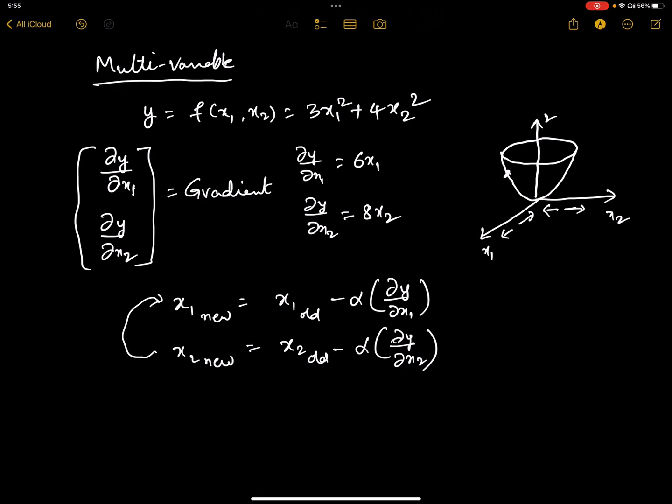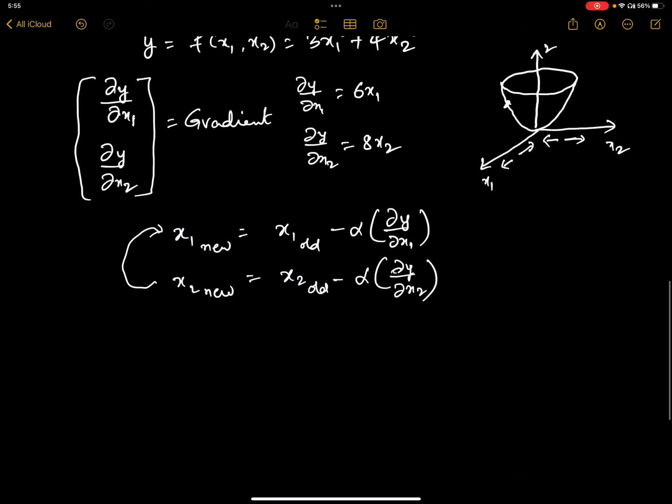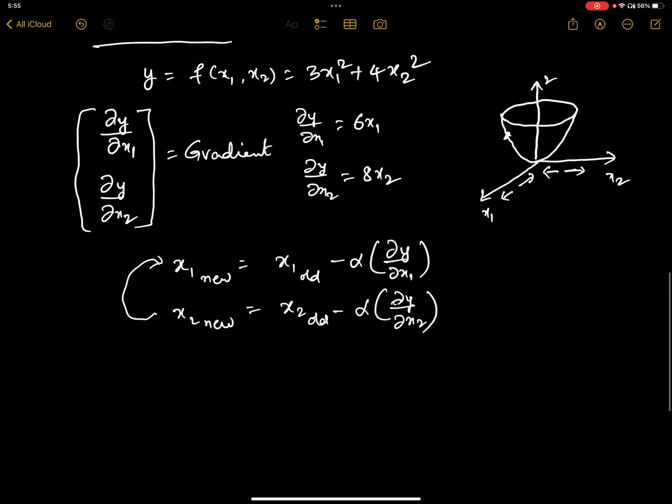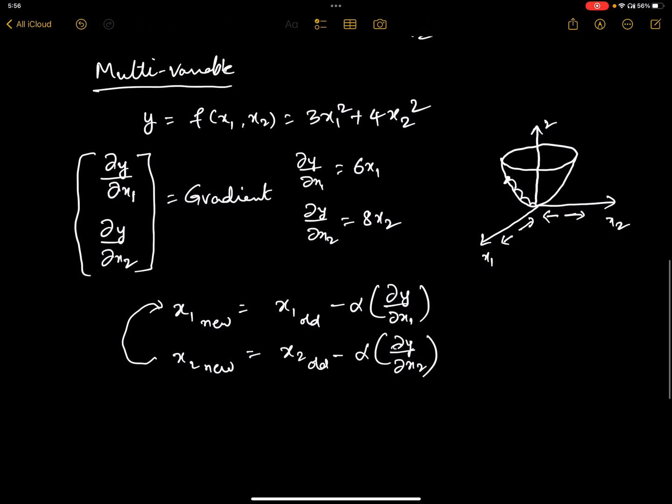Once we have the partial derivative, we apply this update rule to both the variables, and we keep descending. That's why it's called gradient descent. We keep descending, and eventually we will reach the minimal value. So this is about gradient descent when there are multiple variables involved.